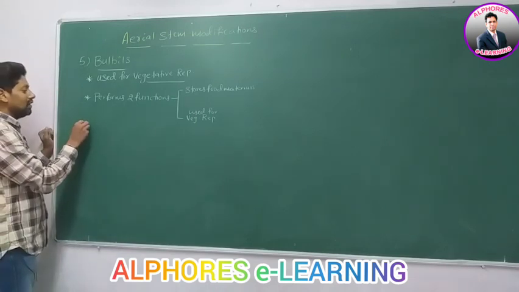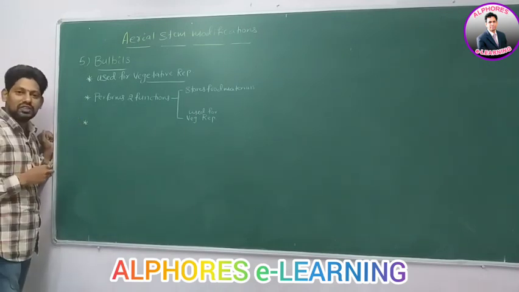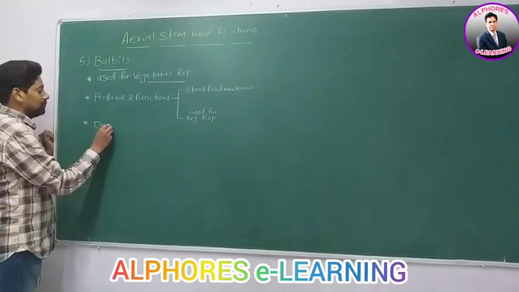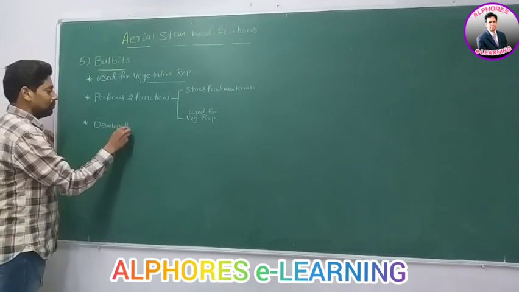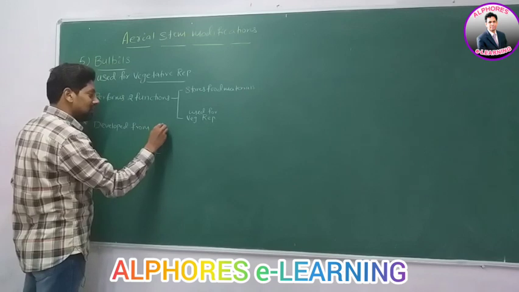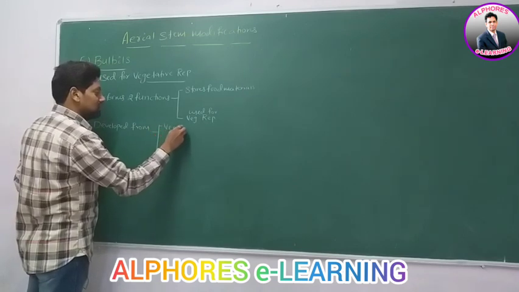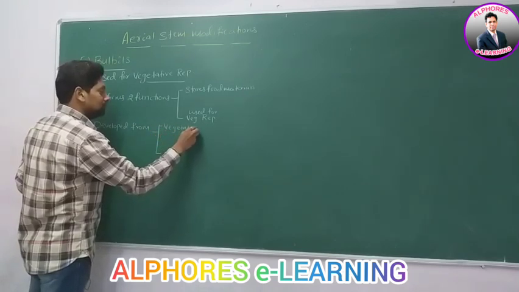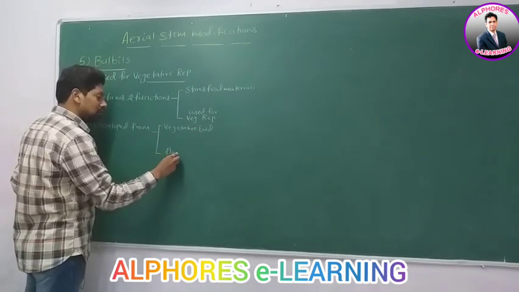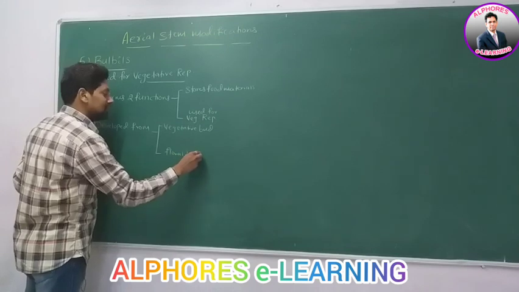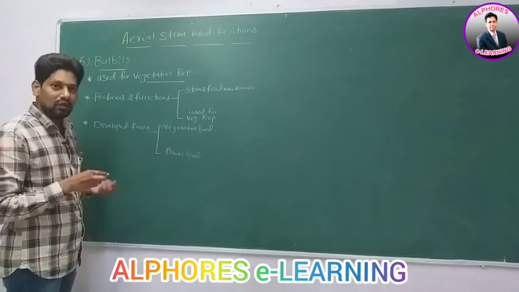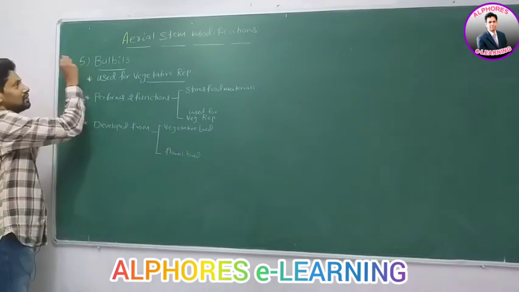This bulbil is developed either from vegetative bud or from floral bud. Therefore, bulbil is developed from which bud? It is developed either from vegetative bud or from floral bud. Are these statements okay? Right? Now we are discussing bulbils.